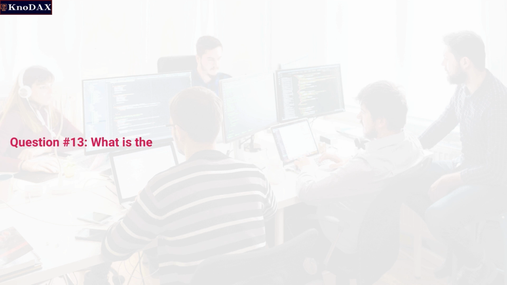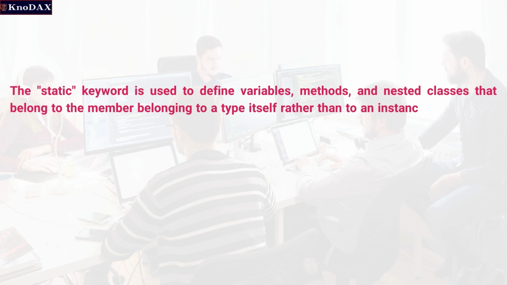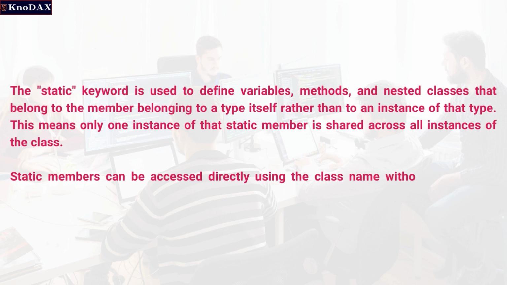What is the use of the static keyword in Java? The static keyword is used to define variables, methods, and nested classes that belong to the type itself, rather than to an instance of that type. This means only one instance of that static member is shared across all instances of the class. Static members can be accessed directly using the class name without creating an object of the class.